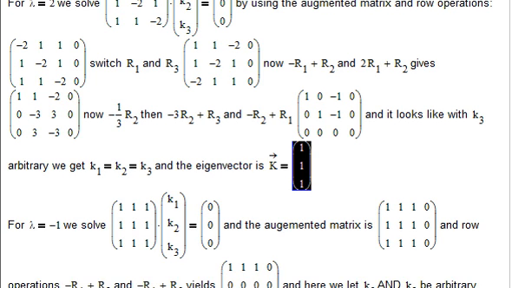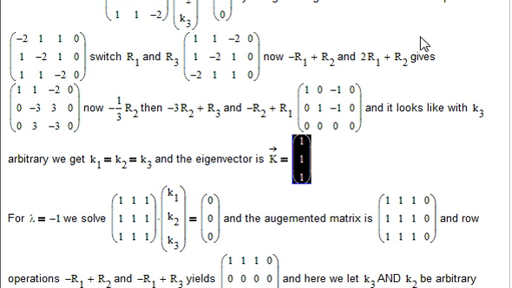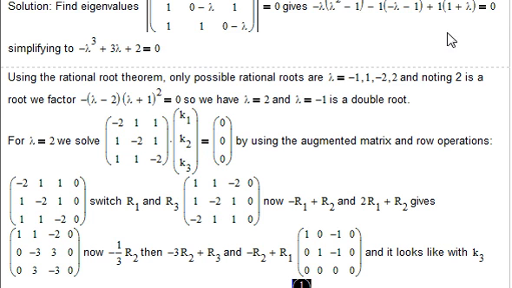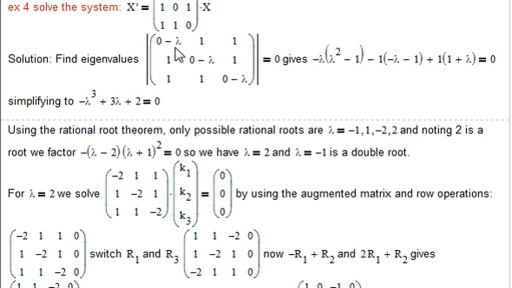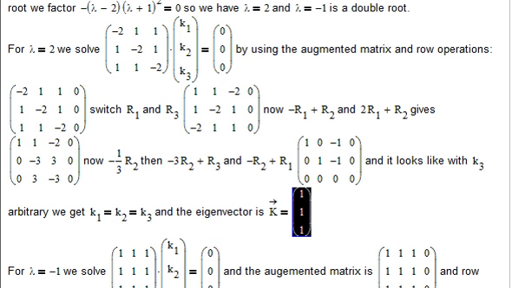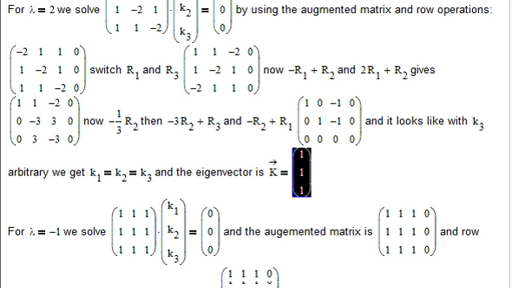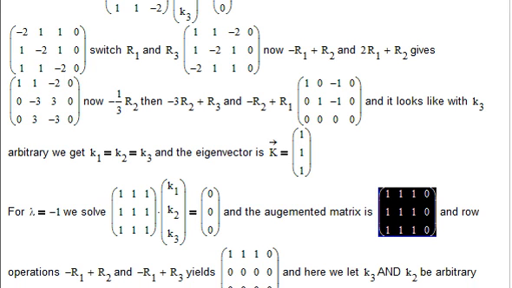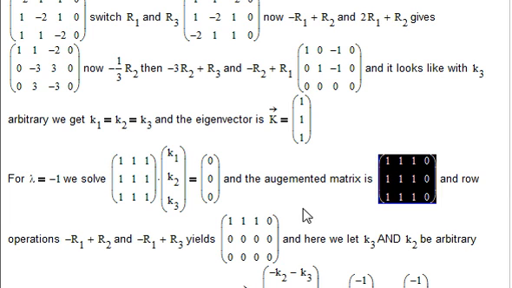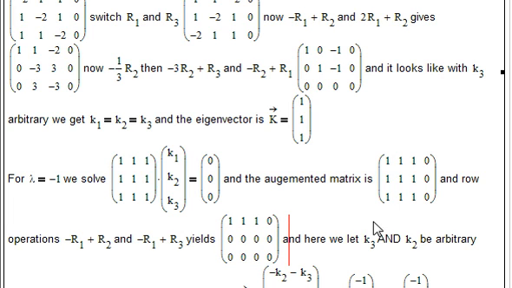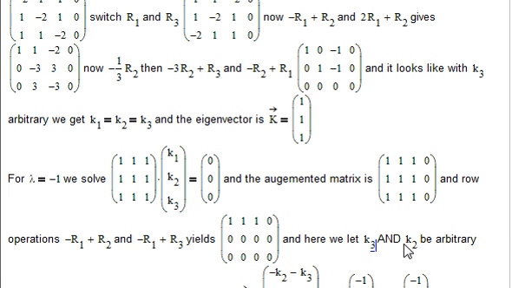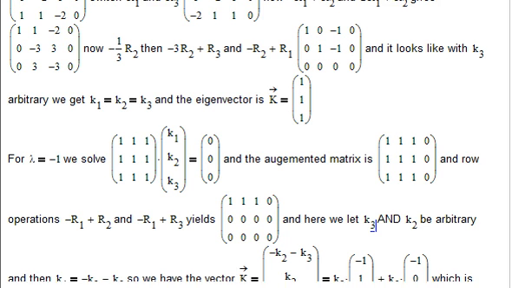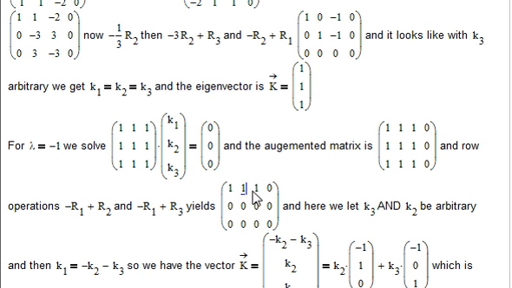But for lambda equals negative 1, go back to the original. If lambda is negative 1, here it is, then we got 1s everywhere. And we want to find a solution for this system. Here's the augmented matrix, and row operations negative R1 plus row 2 and negative row 1 plus row 3 give us all zeros except for the top row. So K3 and K2 are both going to be arbitrary, and K1 equals negative K2 minus K3.